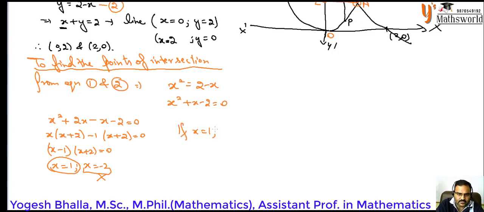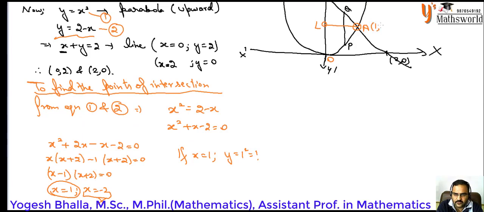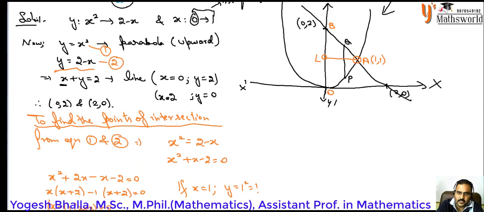So if x is equal to 1, then substituting in either equation 1 or equation 2, y will be 1 square, that is 1. So that means A has coordinates 1 and 1. Now we have to draw a perpendicular AL on the y-axis. On the y-axis, x is always 0 and the coordinate of y will be 1, so L is 0, 1, and the coordinates of B are 0 and 2. Now we will divide the required region.